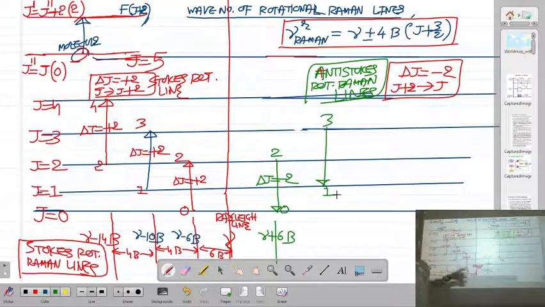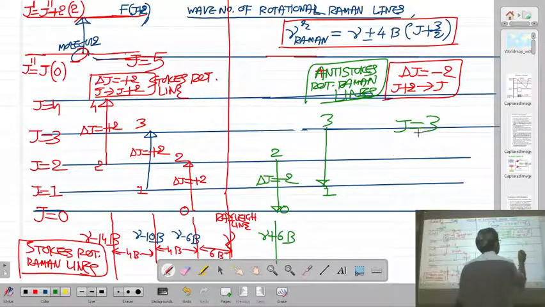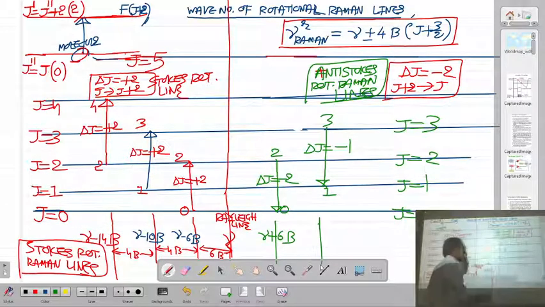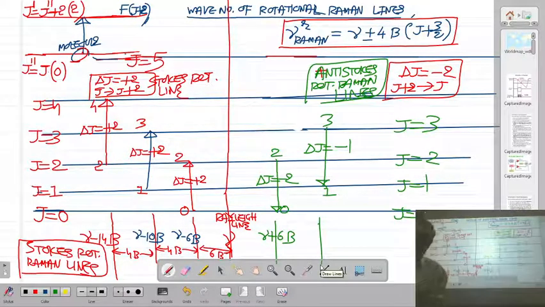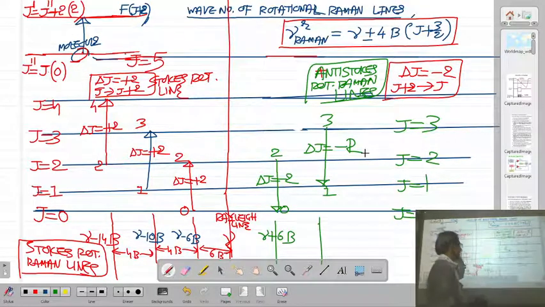The molecule makes a transition from rotational level J equal to 3 to J equal to 1. Again, the difference of rotational quantum number will be minus 1. You will get the second rotational anti-Stokes rotational line. So when the molecule makes a transition from upper rotational level 3 to lower rotational level 1, the delta J is minus 2. You will get the second rotational line.